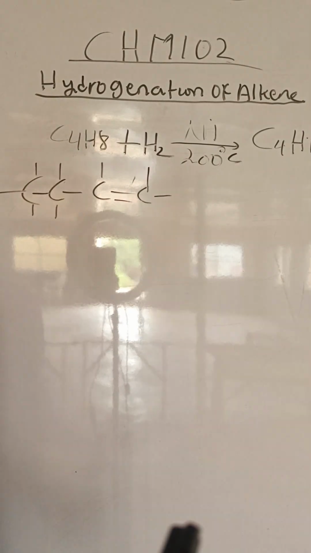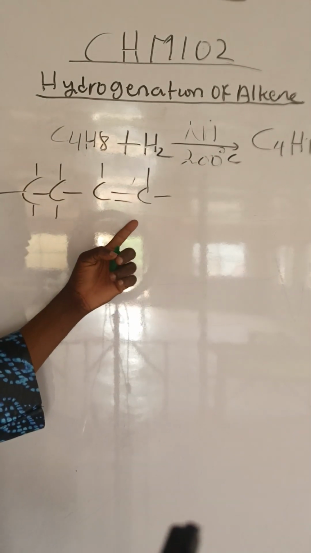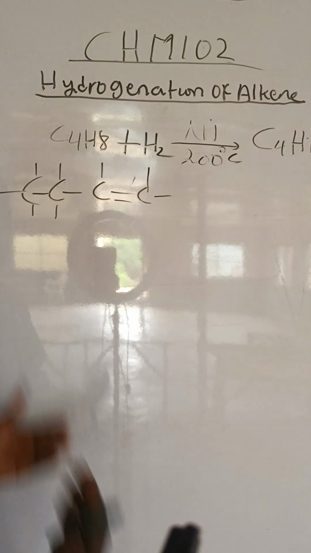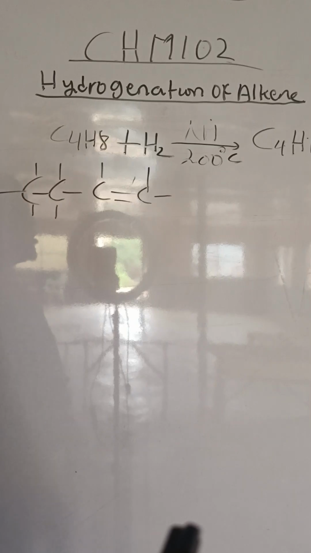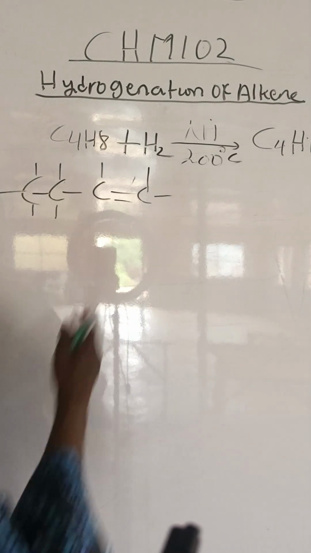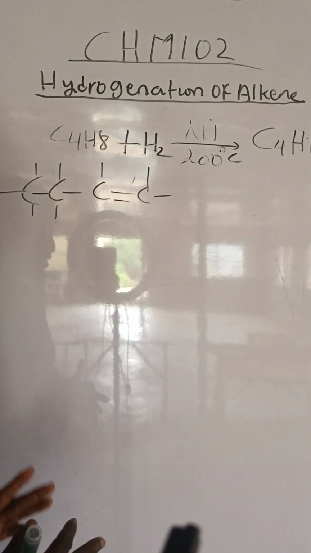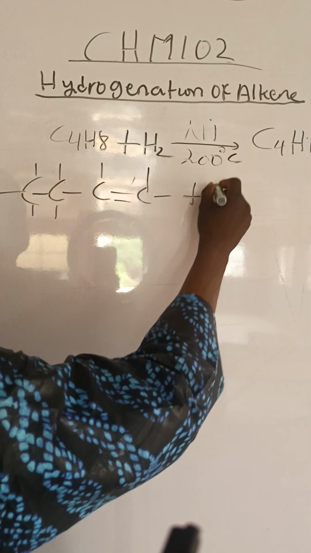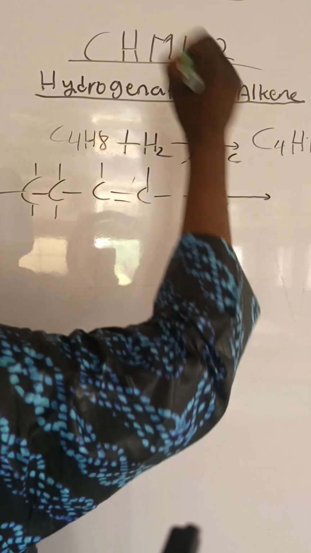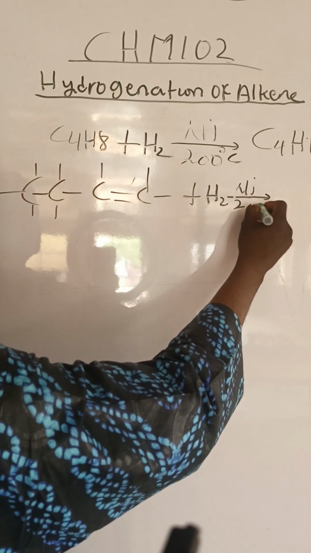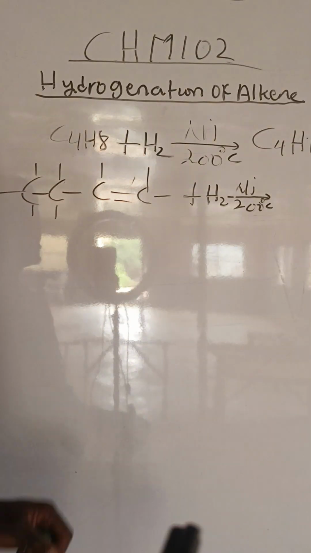Are you getting it? This one is but-1-ene, or you can also call it 1-butene. How do you know it's 1-butene? The reason is that you can see the functional group of alkene on the first carbon here. Is that taken like that? Then plus this hydrogen gas. What will it now give us? Don't forget to write the nickel as catalyst and the temperature, which is 200 degrees Celsius.